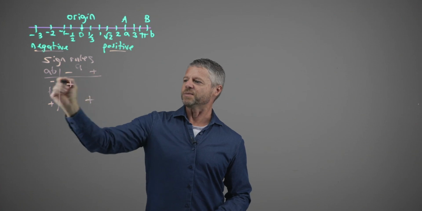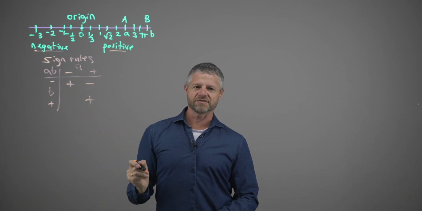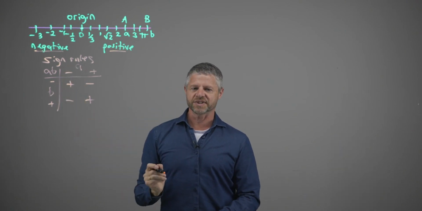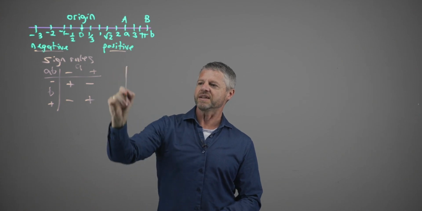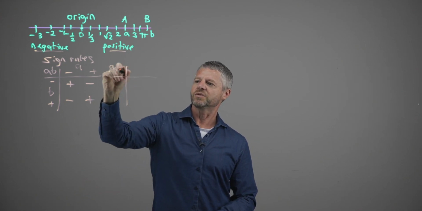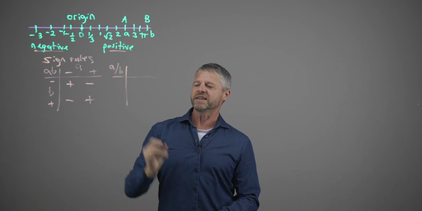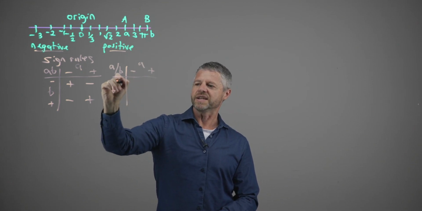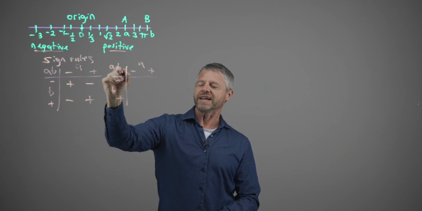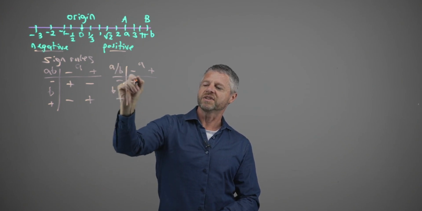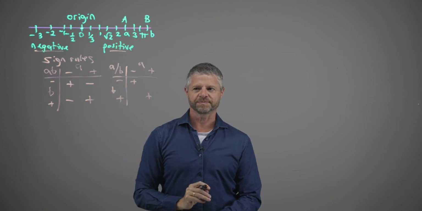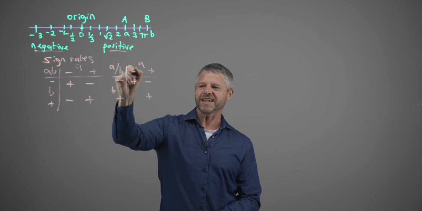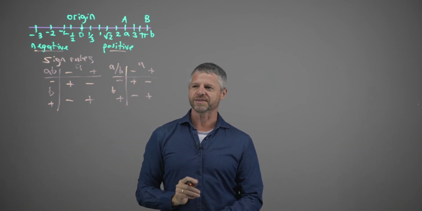Whereas if A is positive and B is negative, I'll get a negative result, and if A is negative and B is positive, again I'll get a negative result. And we have a similar situation with quotients. So A divided by B, again, A can be negative or positive, B can be negative or positive. If I divide A by B and they're both negative or they're both positive, I get a positive result. If A is positive and B is negative, I get a negative quotient. And if A is negative and B is positive, I get a negative quotient.